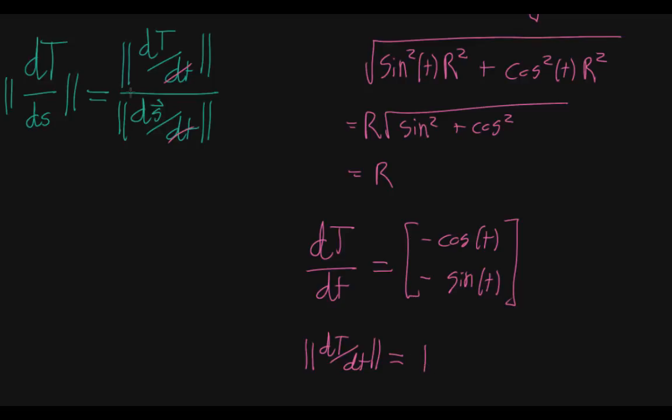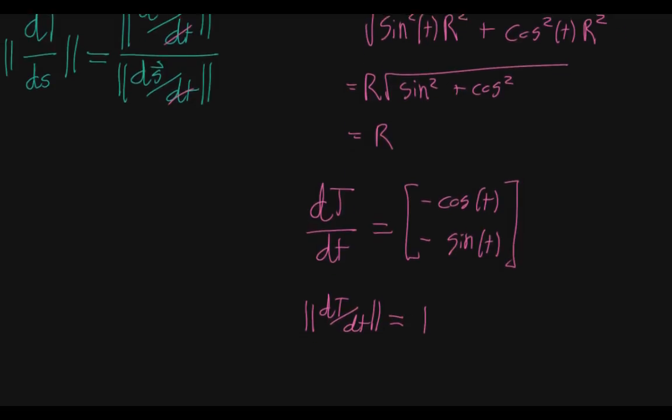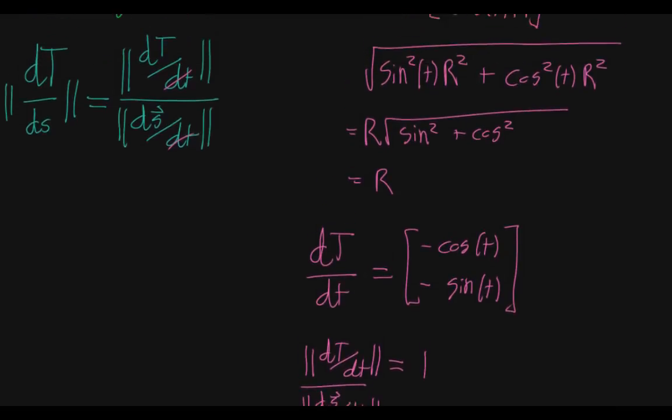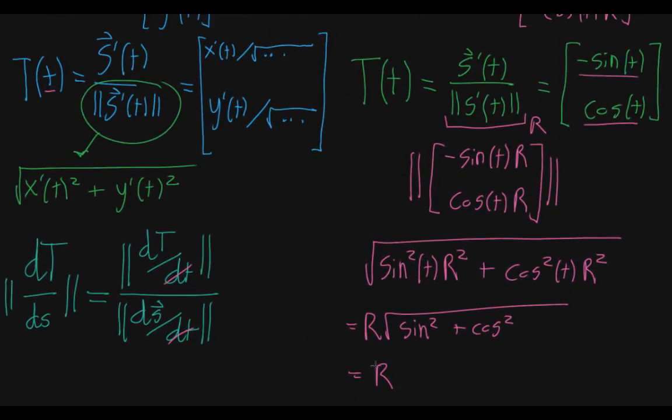And when we do what we're supposed to over here and divide it by the magnitude of the derivative, right, we take this and we divide it by the magnitude of the derivative, ds dt. Well, we've already computed the magnitude of the derivative. That was r. That's how we got this r, is we took the derivative here and took its magnitude and found it.